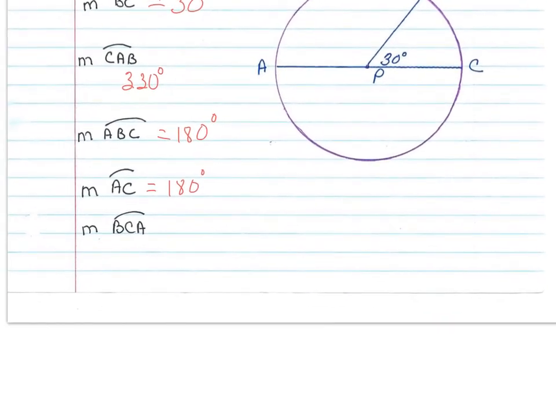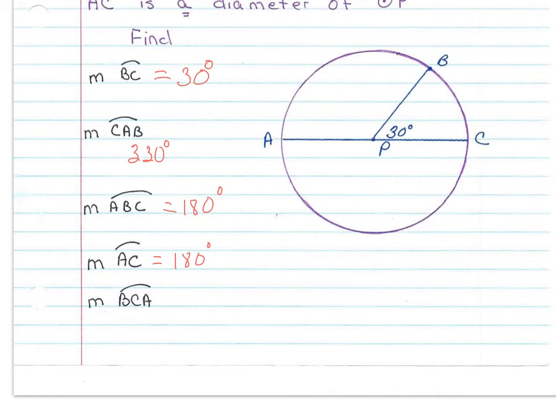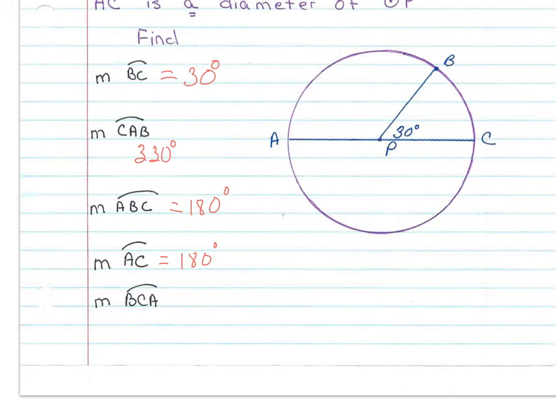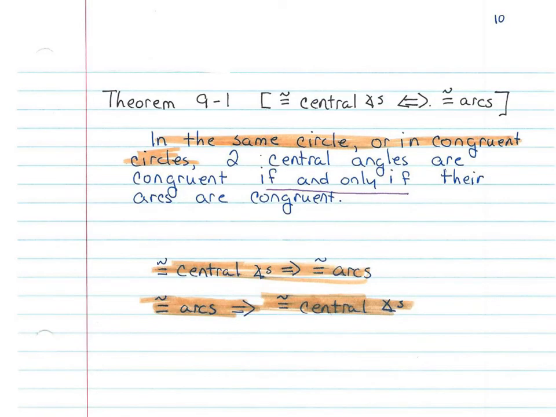All right, and then the measure of arc BCA, Anthony? 210. Why is it 210? Okay. We'd have 180 plus 30, which is 210 degrees. And what kind of an arc is that? It's a major arc. All right, and then the last, this is another one you want to put in your note cards.